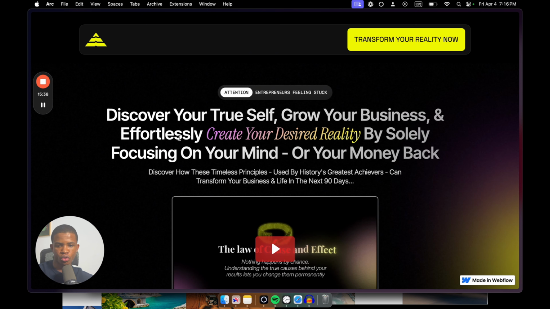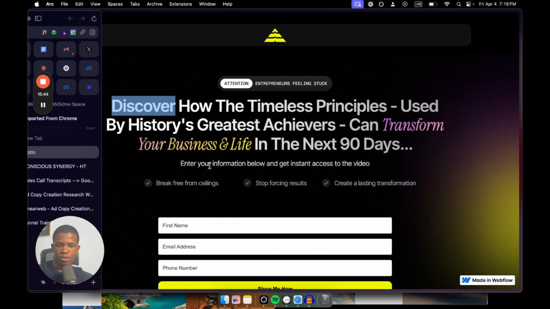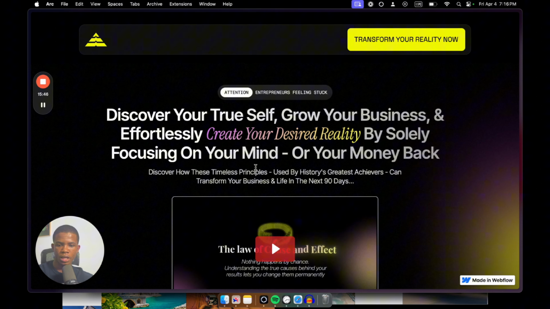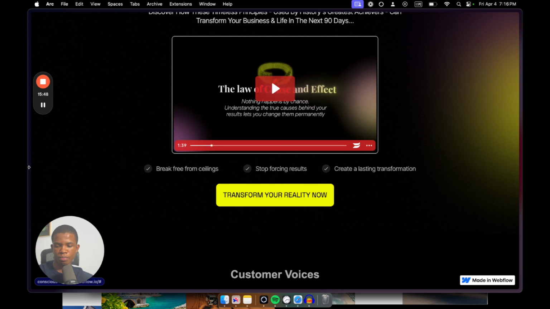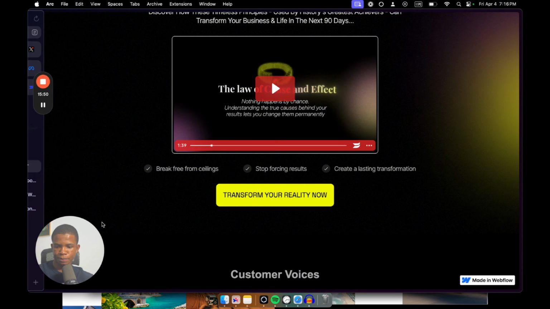And then this should also make them curious, but they should just be slightly different because there are two different goals here. This one is to make them opt in, and this one you're trying to get them to book a call or whatever and make a purchase.